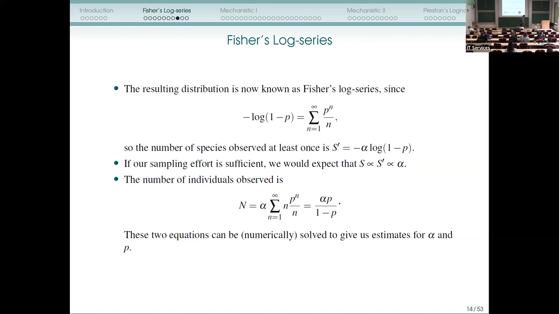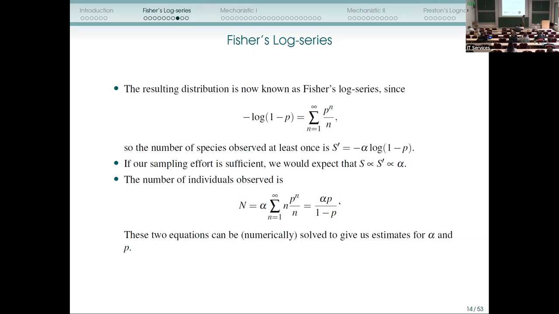So now, again, remember what I said is that alpha times p to the n over n was the number of species that I saw n representatives of. Maybe I'm talking about the monarch butterfly. So I saw 13 monarch butterflies. That means that, on the whole, I saw, not just monarch butterflies, but alpha times p to the 13 over 13 species that had exactly 13 representatives. Now, if I add up the individuals, with n representatives of a species that was seen exactly n times, the total number of individuals in my sample is simply adding up here, and I can add up that too, and I get this expression here.